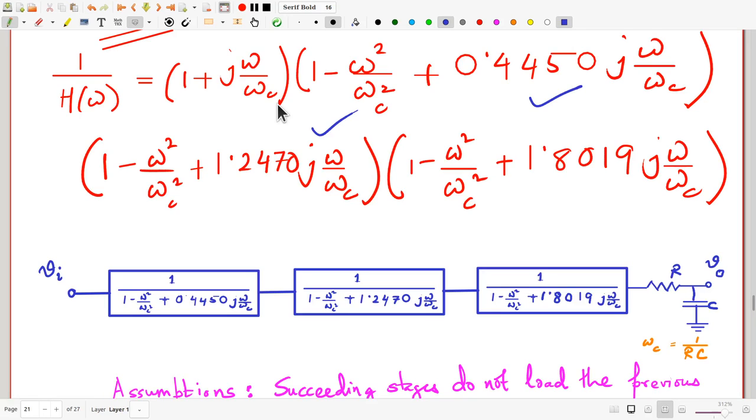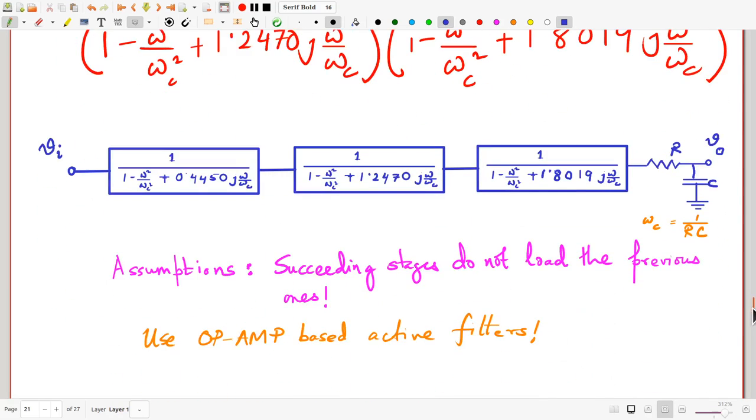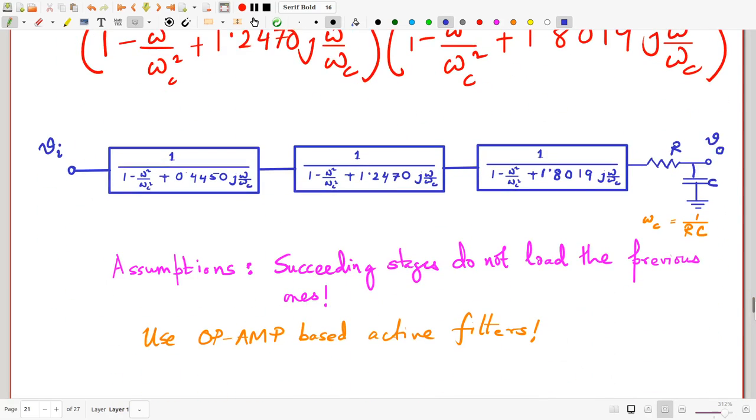One major assumption that we have made here is that the succeeding stages do not load the previous stages, so that the transfer function of each stage is not affected by what you are connecting to them. And this is what we are actually going to use. This is why what we really need to use are op-amp based filters, which can help you to isolate both the input and the output, using the very fact that op-amps provide huge input impedance and tiny output impedance.